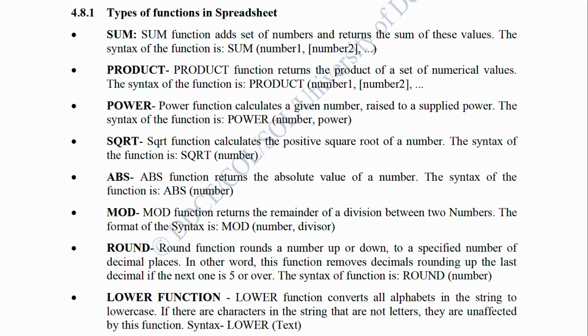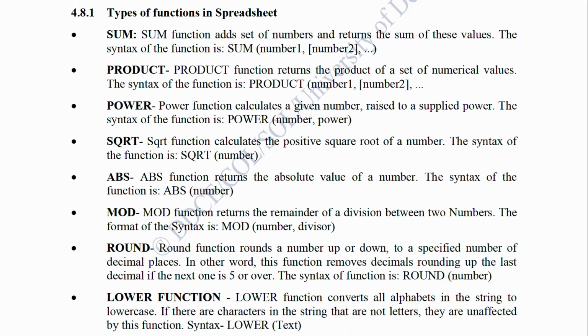Next point, power. The power function calculates a given number raised to a supplied power. The syntax of the function is power(number, power). Next point, sqrt. The sqrt function calculates the positive square root of a number. The syntax of the function is sqrt(number).